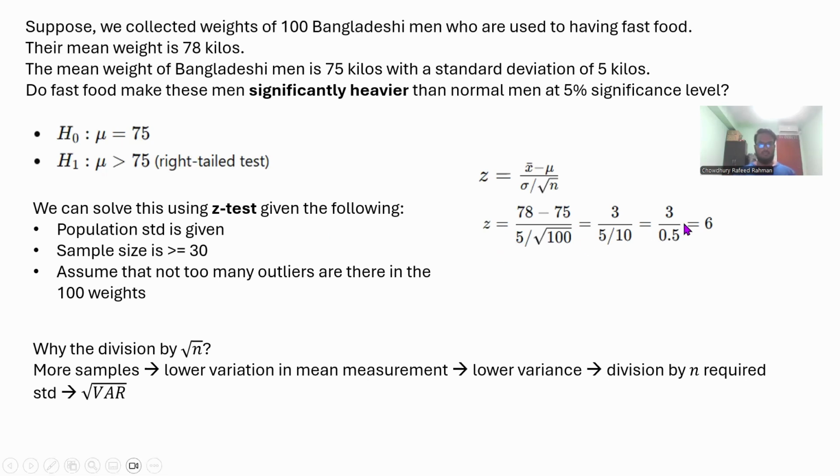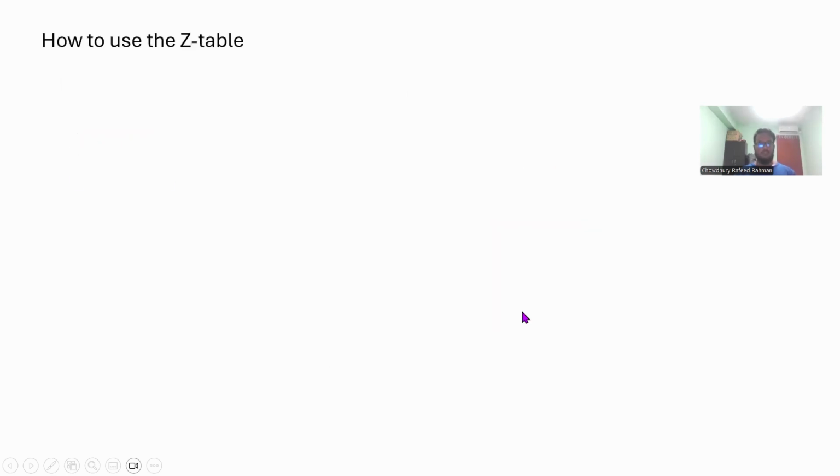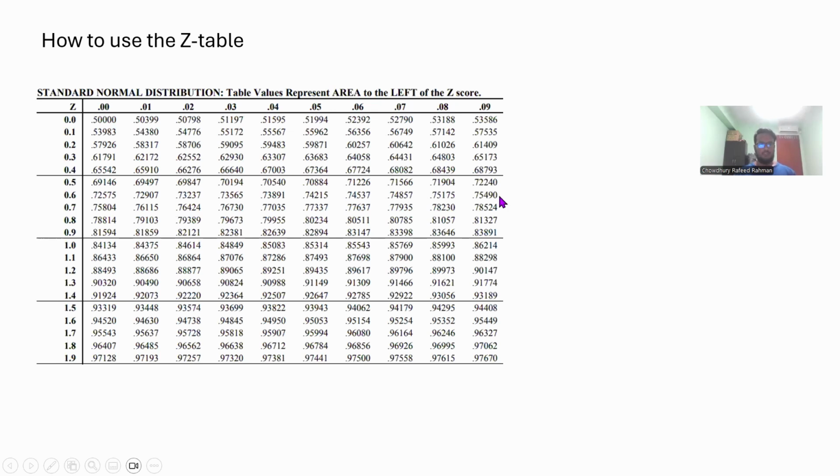Okay, now that we know the z-score, how do we get the p-value from this? Or how do we know whether we can reject the H0 or not? For that, first of all, we need to know how to use the z-table. So let's actually learn about that first. Okay, so this is a z-table. Now it looks quite hideous. Now let me actually explain how to read this.